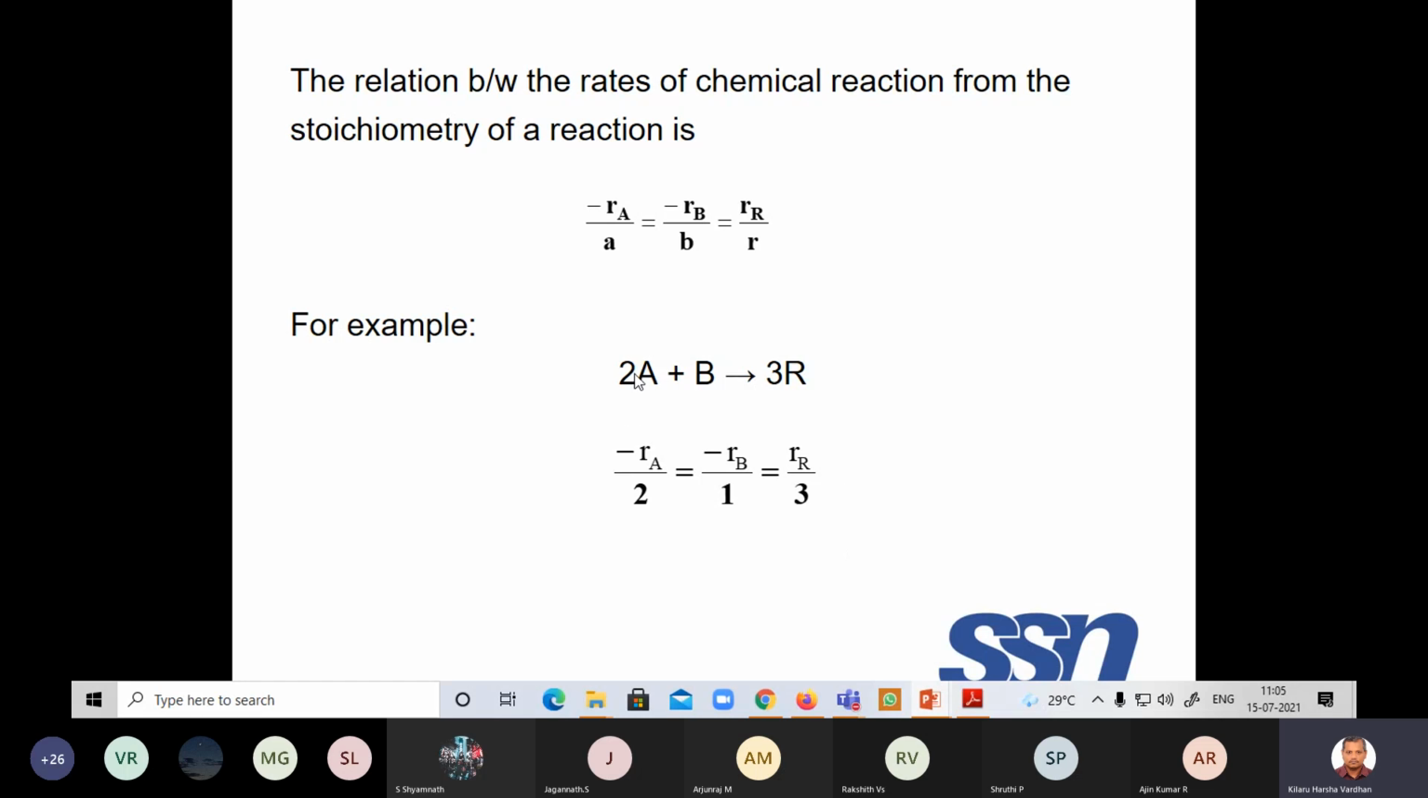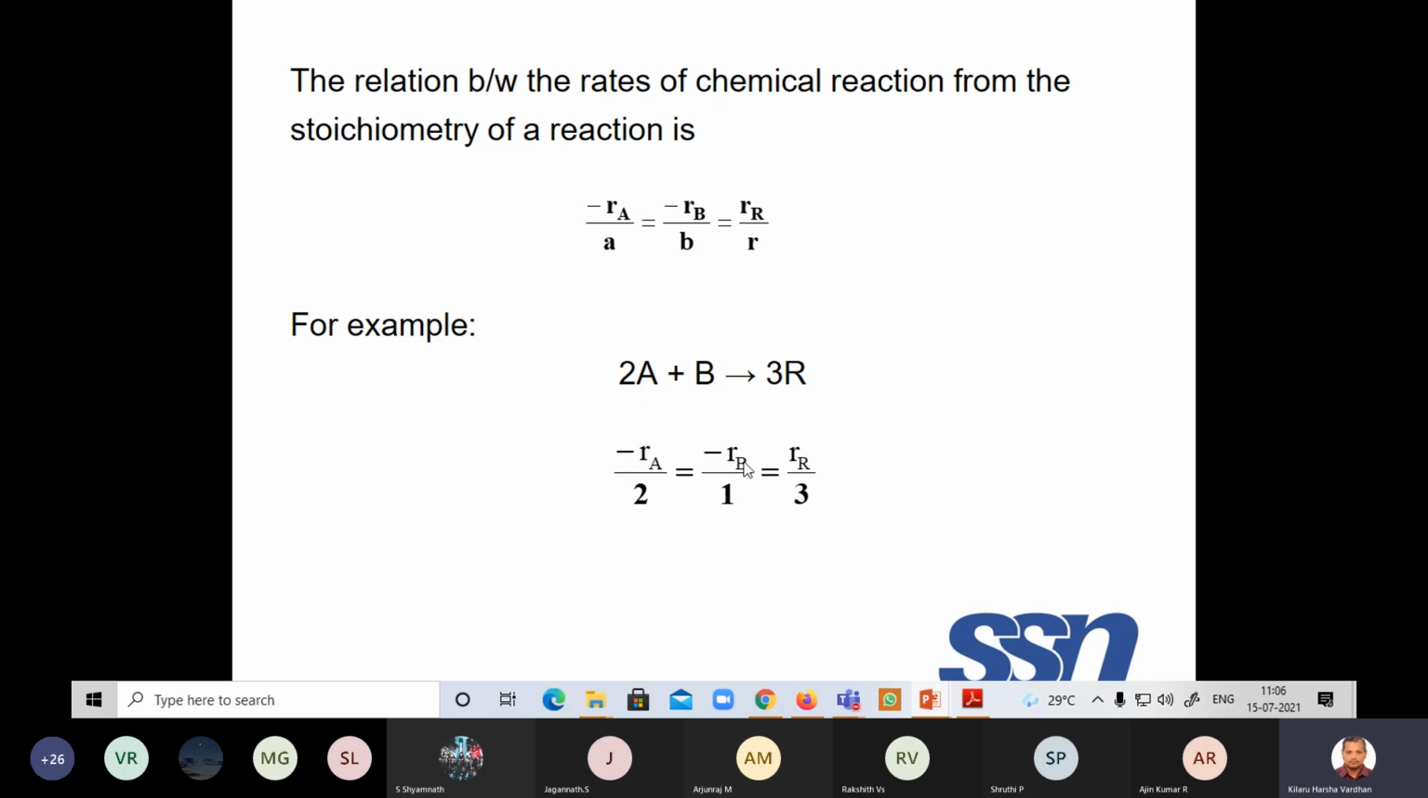One example I gave, 2A plus B gives 3R. So here the stoichiometric coefficient of A is 2. The stoichiometric coefficient of B is 1. The stoichiometric coefficient of R is 3. So we can write the rate of disappearance of A divided by 2, that is its stoichiometric coefficient, is equal to the rate of disappearance of B divided by its stoichiometric coefficient, is equal to the rate of formation of R divided by its stoichiometric coefficient. And from this, if you want any two chemicals, you can relate like that.